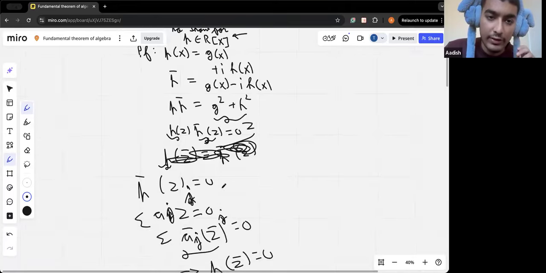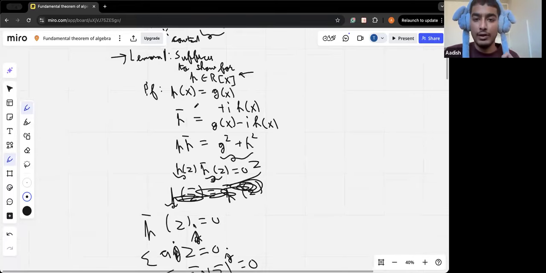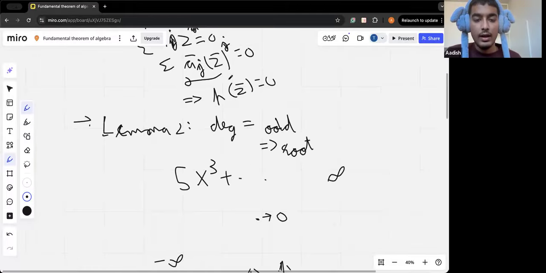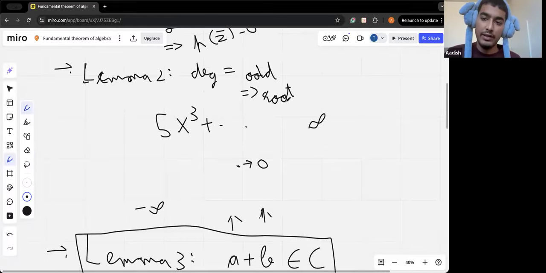Right. So this is lemma 1, that we only have to show the fundamental theorem of algebra for polynomials with real coefficients. Lemma 2 is if the degree is odd, then there's a root, which follows from the intermediate value theorem.